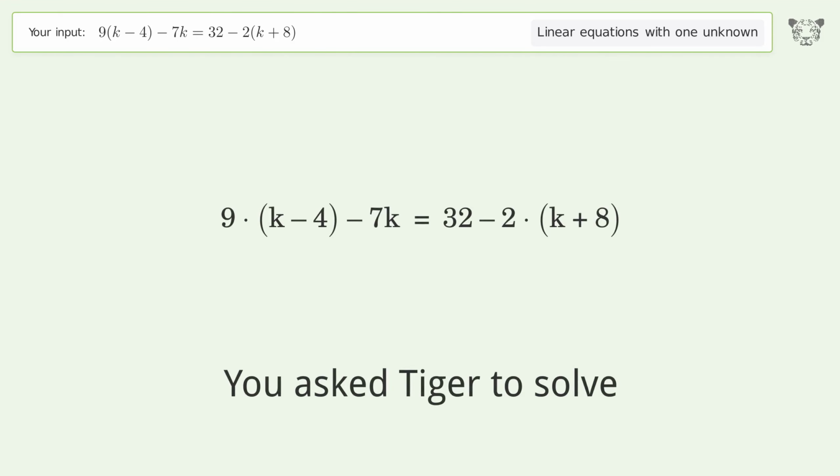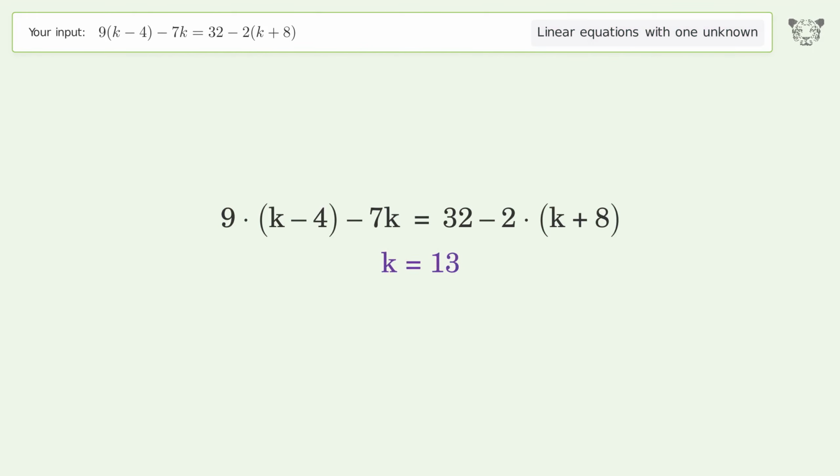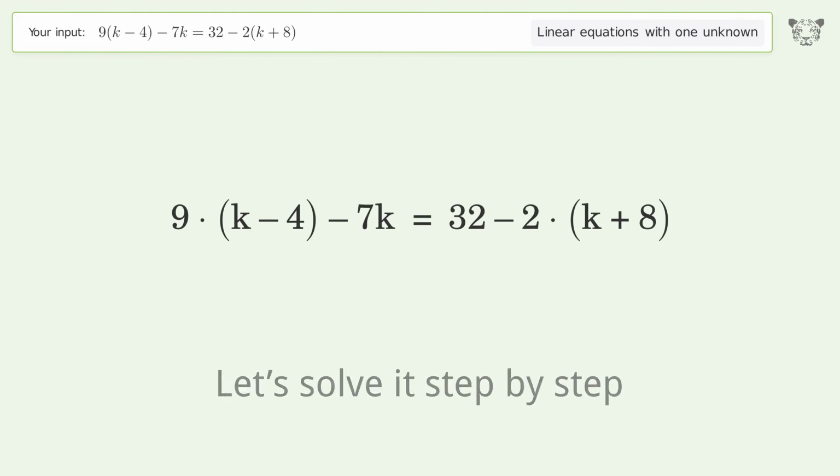You ask Tiger to solve this. This deals with linear equations with one unknown. The final result is k equals 13. Let's solve it step by step.